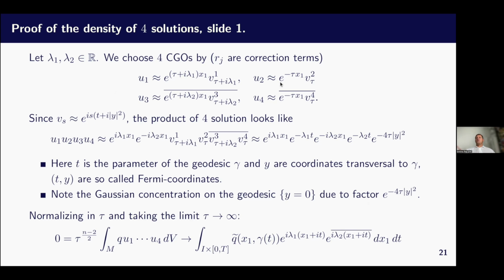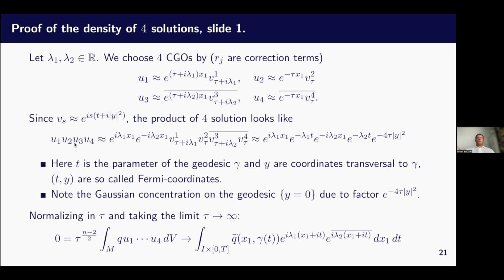Similarly for u2, e to the power minus tau x1. And then Gaussian beam with frequency tau. And similarly u3 and u4. Recall now that these Gaussian beams here were of the form e to the power is, and then in the brackets tau plus i y squared. So if you now take a product of these four solutions, you will have the following.